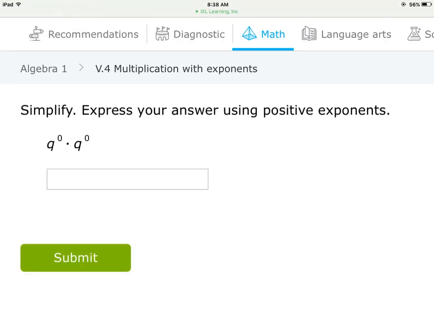In this last example, we have q to the 0 times q to the 0. So again, we're not going to write anything out. I had said last slide that anytime you have something to the 0 power, that becomes the number 1. So not q to the 1 power, just the number 1. So 1 times 1 will give us the number 1. And we will go over this later this week in class.